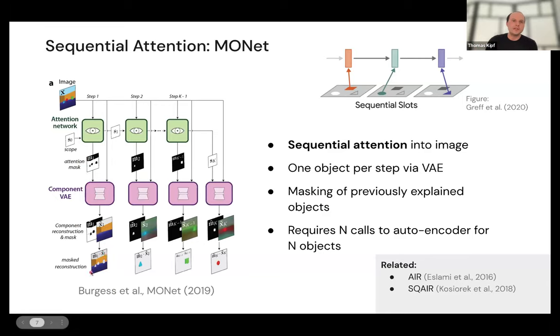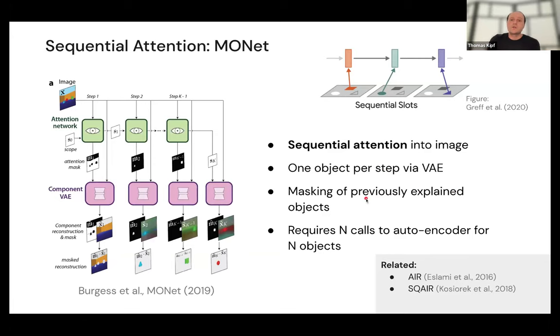And then basically step by step, the model continues by producing a new mask that now has to explain what hasn't been explained before. And so bit by bit, you get an explanation of the entire image, one component at a time. One benefit of this is that it is really agnostic to the sequence length. So if an image has a lot of objects, you can just run this model for many, many steps and it'll extract a lot of objects.